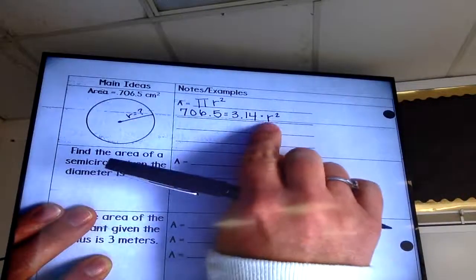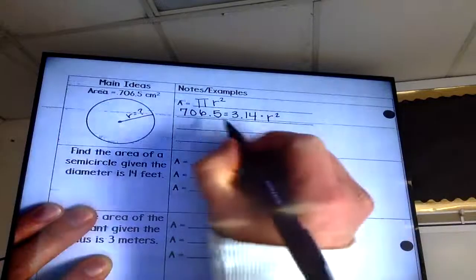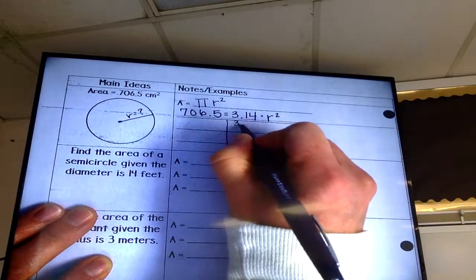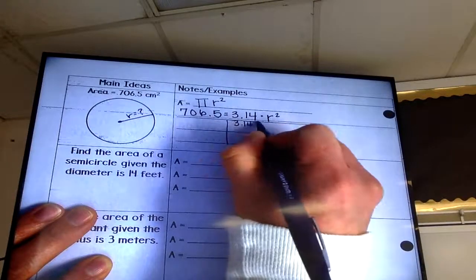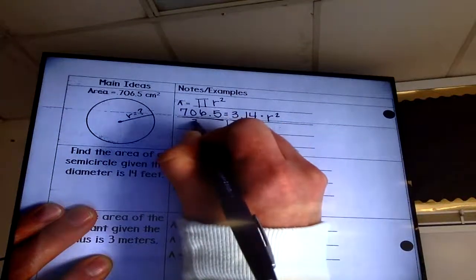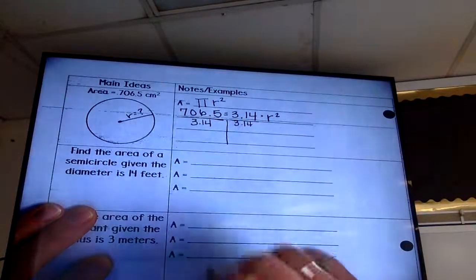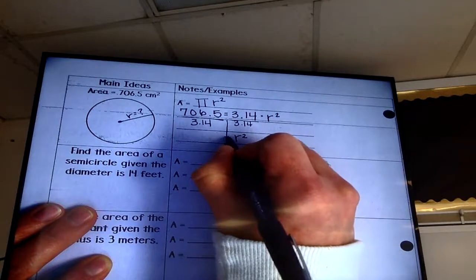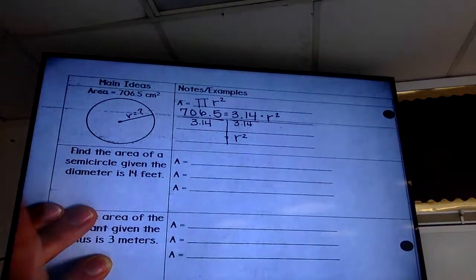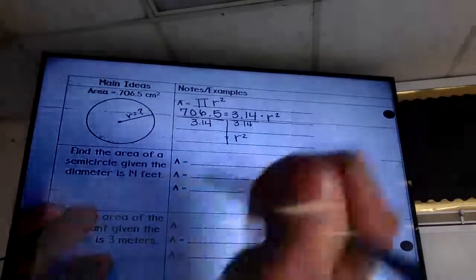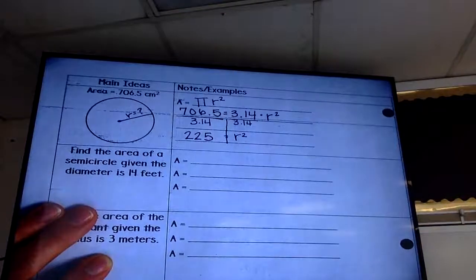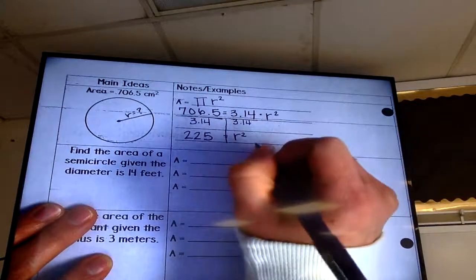So I want to get the 3.14 away from the radius squared. So I'm going to drop my line, and I know I need to divide by 3.14. That's what we're going to do. And when I do that, I'm going to get R squared on this side. Let's see, 706.5 divided by 3.14, I'm going to get 225. Now, that's my radius squared.